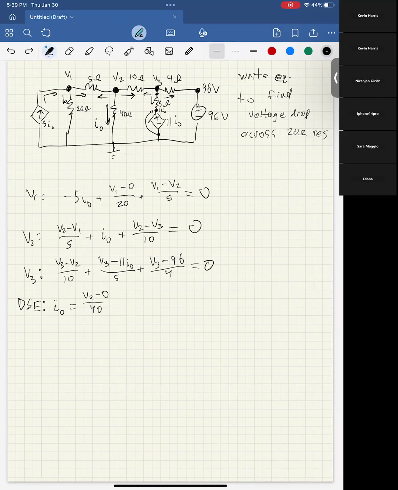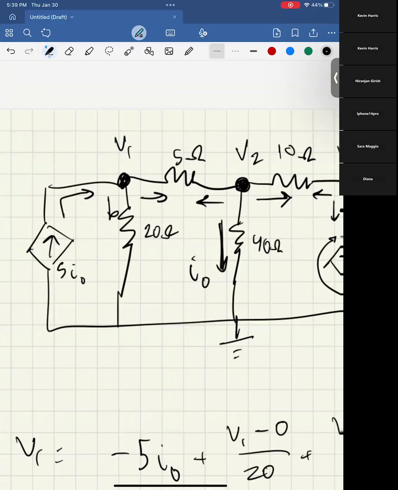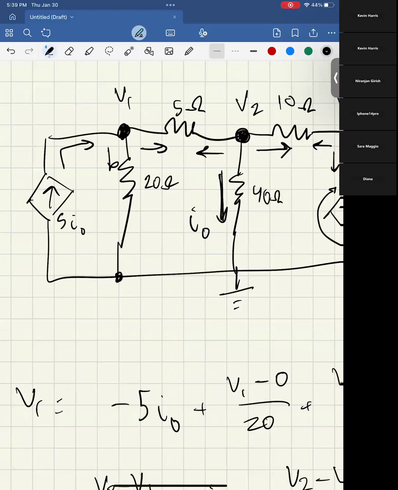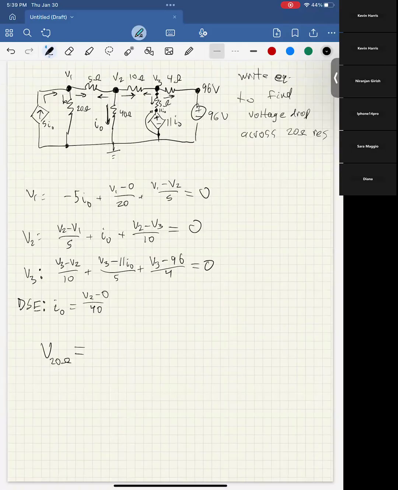However, don't forget, this question said, what is the voltage drop across the 20 ohm resistor? So the last equation we'd write is the voltage of the 20 ohm resistor is equal to, okay, the 20 ohm resistor, on one side we have V1, and on the other side we have 0. So the voltage drop across that is going to be V1 minus 0, which is just V1. And once you have that, that's all the equations, and you have your answer.